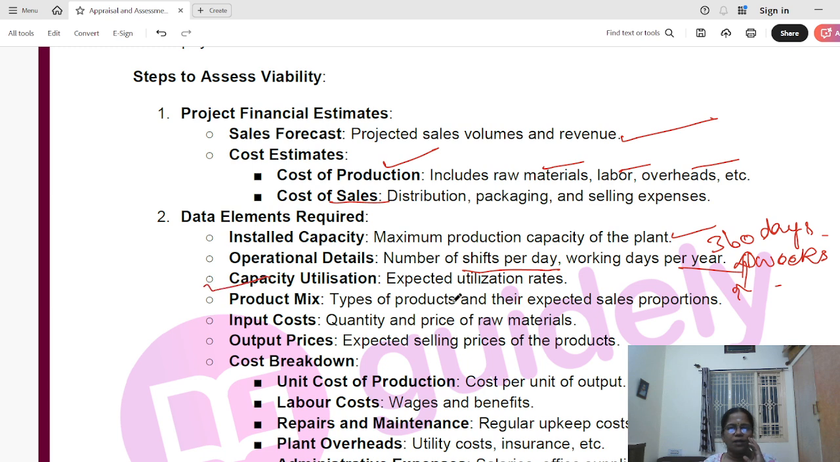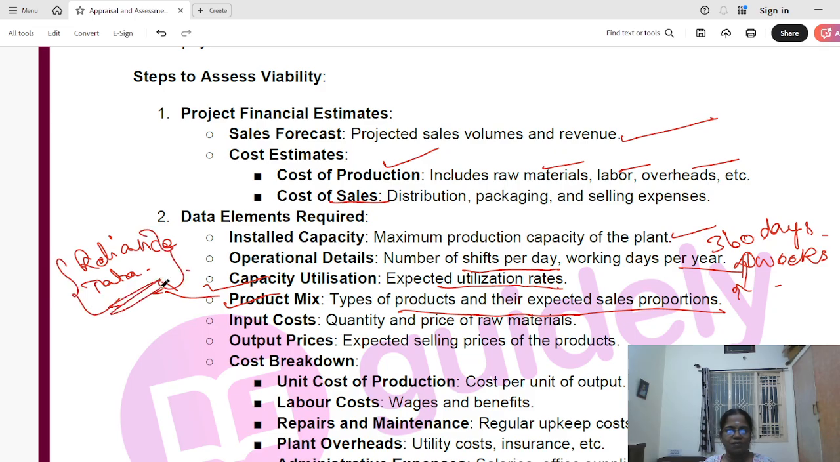Okay, capacity utilization: expected utilization rates. Product mix: types of products and their expected sales proportions. For example, if they have a diversified business, they have to think about the product mix. For example, Reliance and Tata groups and all, they have a product mix. Tata groups and all, which belong to that group. Customer: the type of customers and how they have to pay. Input cost: quality and price of raw material, that is important. Output prices: expected selling price of the product.